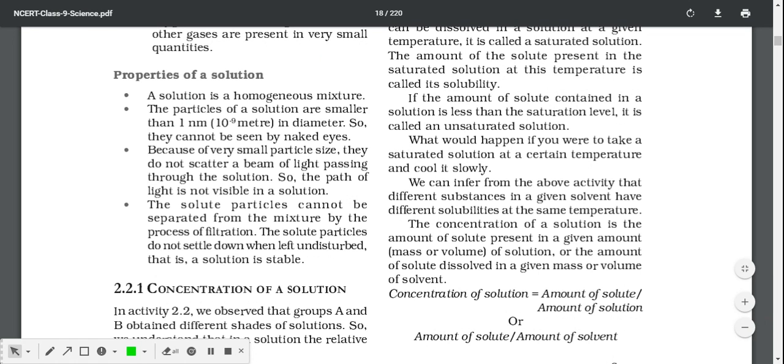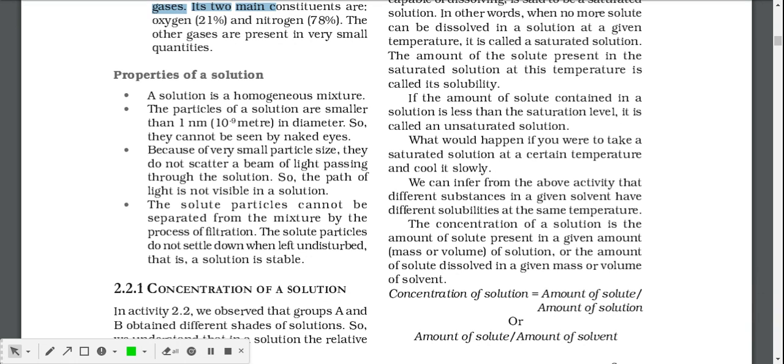Okay, now properties of a solution. A solution is a homogeneous mixture, right? The particles of a solution are smaller than 1 nanometer. That's the diameter of the particles that are present in a solution. So they cannot be seen with the naked eye.